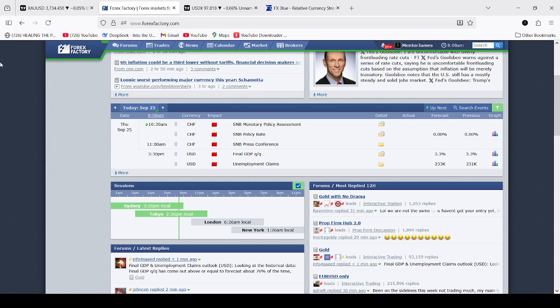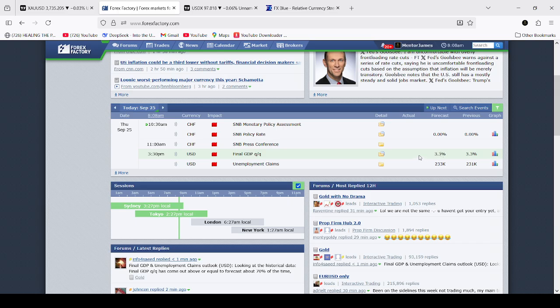So for the gold, or for the USD, we have the final GDP quarterly and unemployment claims. On the unemployment figure, we are targeting that 3K. If it comes lower than that 3K, that is good for the currency. If it comes above that, that is worse for the currency. That will not be favoring the currency. For the final GDP quarterly, any figure above 3.3 is good for the currency, and any figure below 3.3 is worse for the currency.